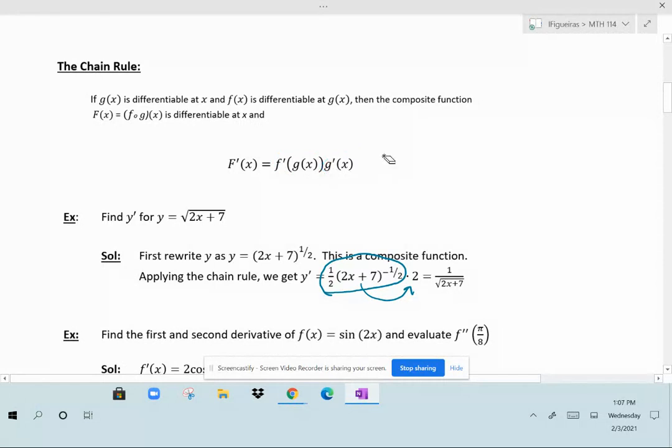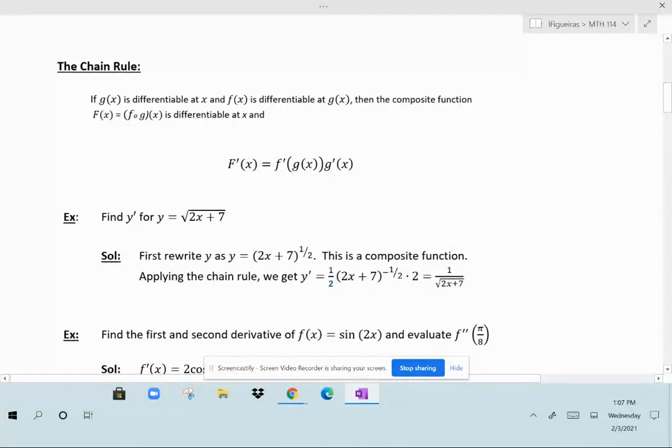And then at this point we can simplify because the 1/2 and the 2 cancel, and I could rewrite this expression with the negative exponent and put it in the denominator. I also wrote it as a radical. So my final answer is just 1 over the square root of 2x plus 7.